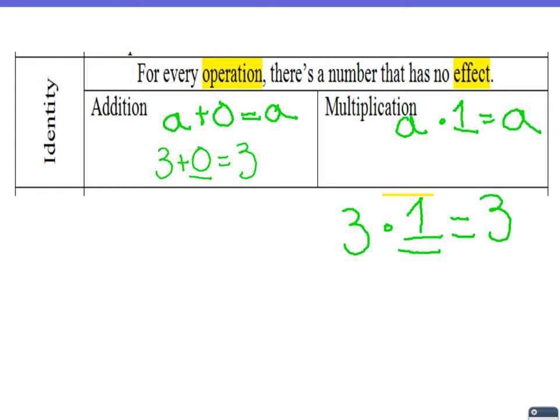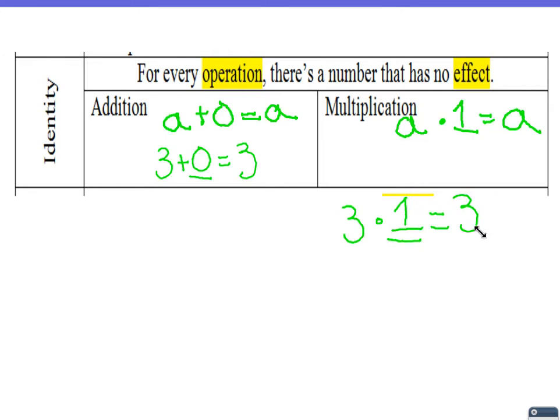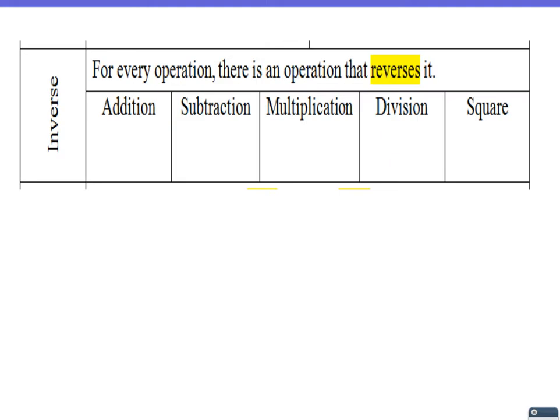Because these are dealing with numbers that stay the same, they don't change, we call it an identity. Because it's like how you do not change over time. Your identity is always your identity. And we talk about people stealing identities, but that doesn't change who you really are. Okay. All right. Moving on to inverse.